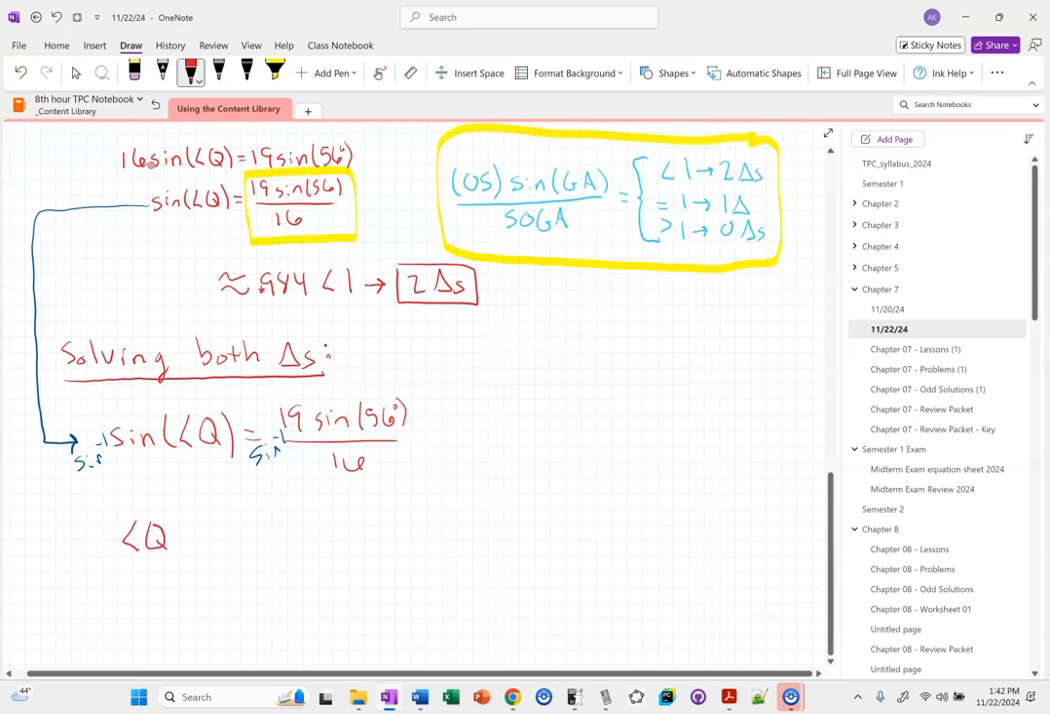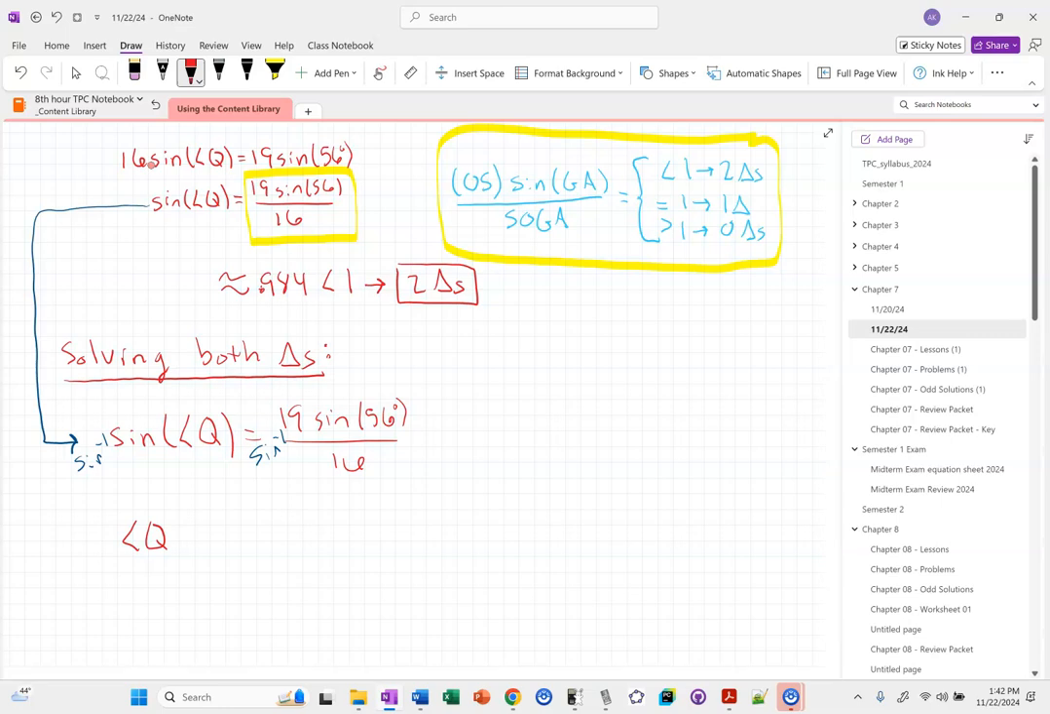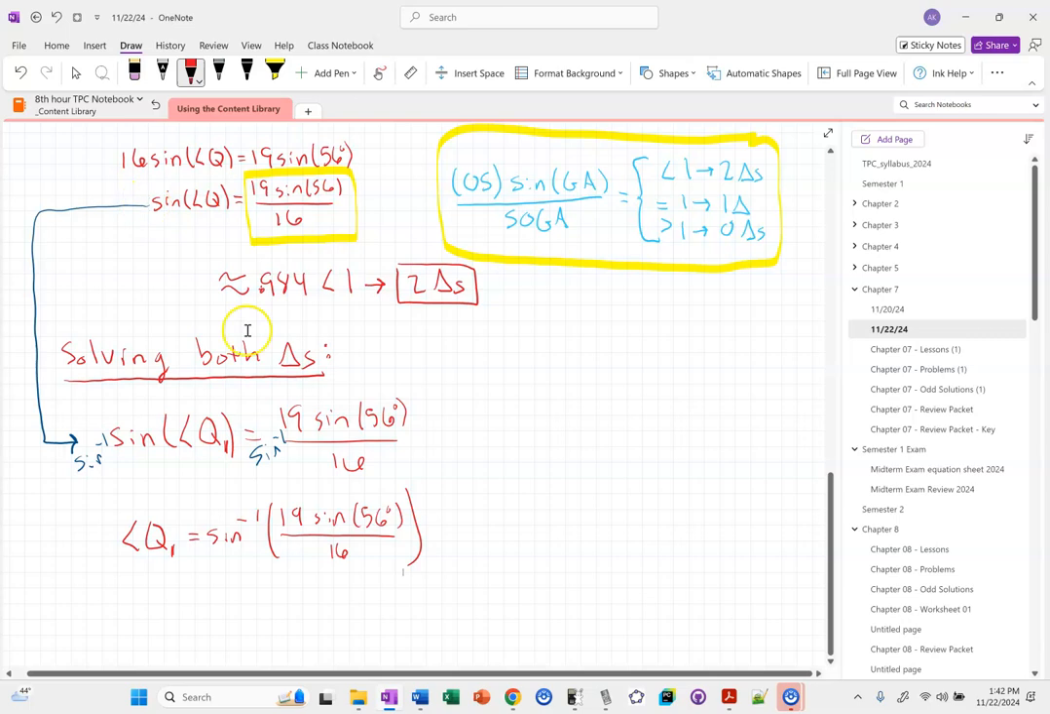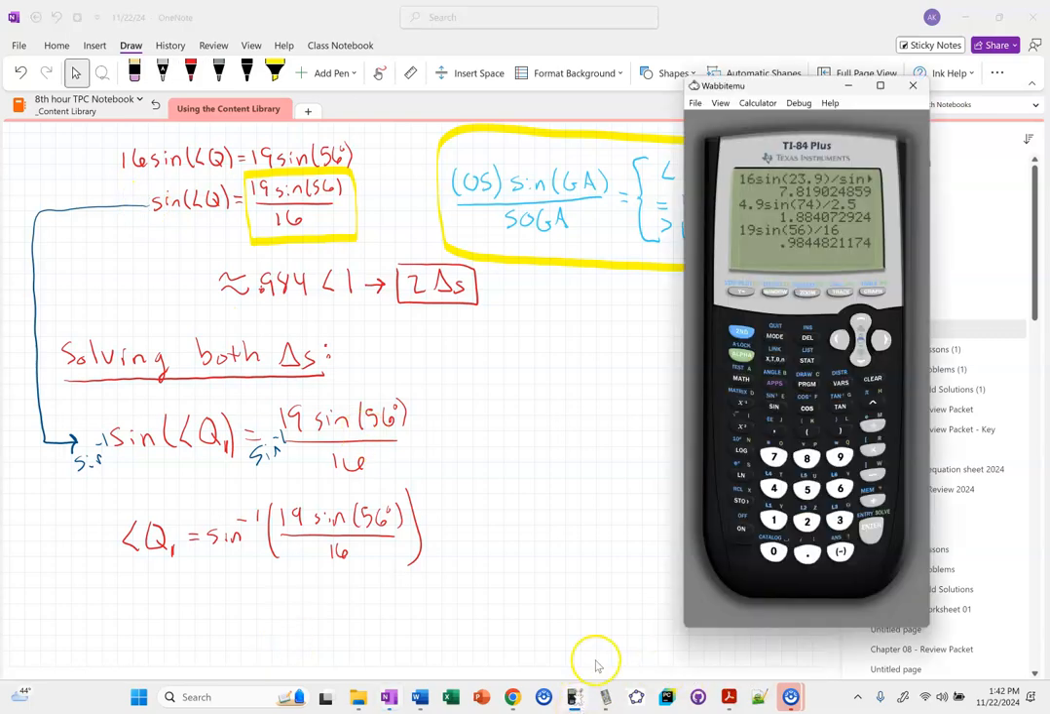And now I'm going to introduce a little bit of notation here. Since I'm going to have two answers for angle Q, one for each triangle, I'm going to put a little subscript on my angle Q. I'm going to call this one Q1, so I remember that this is the angle Q for the first triangle. And then I'll find angle Q for the second triangle a little bit later. I'll call that one Q2.